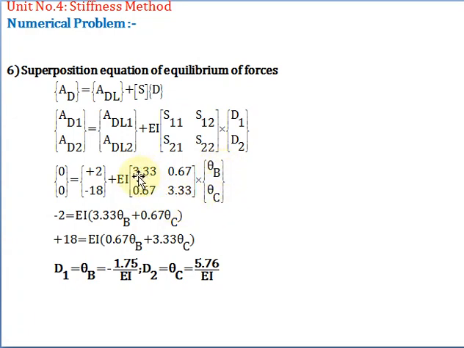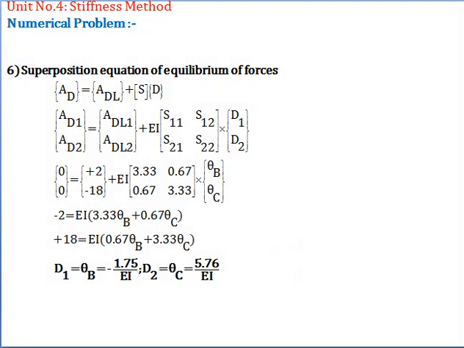Solving this, multiply a row by the column, so 3.33 into theta B plus 0.67 into theta C is equal to minus 2. Now 0.67 into theta B plus 3.33 into theta C is equal to plus 80. Here there are two equations, equation number 1 and equation number 2, simultaneous equations. For solving these simultaneous equations, we get the value of theta B as minus 1.75 upon EI, and the value of theta C is equal to 5.76 upon EI.